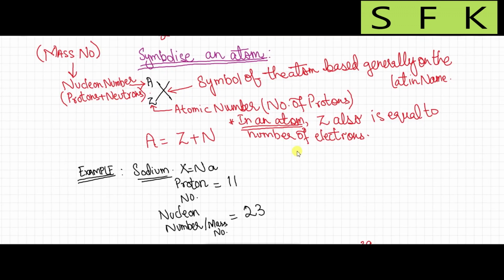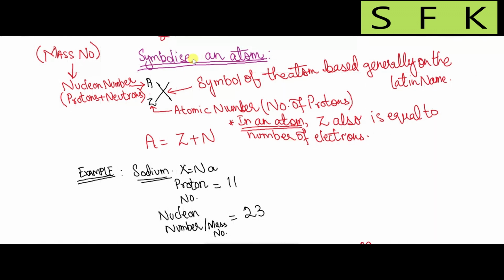Now let's look at how to symbolize an atom of an element. This is the general symbolization of an atom, Z X A. The subscript Z at the bottom represents the atomic number. Atomic number is also called the proton number, or the number of protons in the atom. X represents the symbol of the element, which is generally derived from the Latin name of the element. And A represents the nucleon number or the mass number, the sum of protons and neutrons.